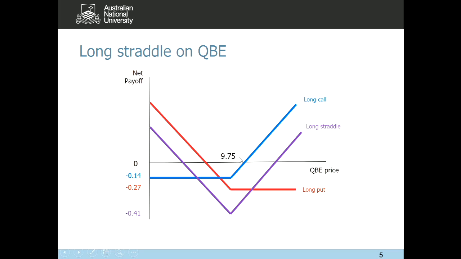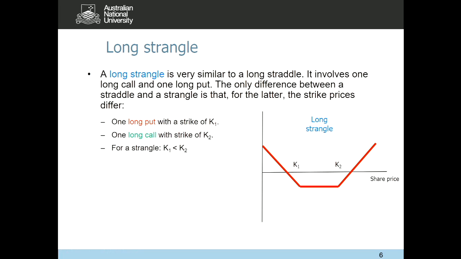Now, the worst-case scenario is that the share price finishes right at $9.75. If that happens, the maximum we're going to lose is, in fact, the setup cost, 41 cents. So that's this pointy bit here, right? The 41 cents is simply the 27 cents we paid on the put, and 14 cents we paid on the call. Does that make sense? How this strategy makes money? Yes? Okay. So I think everybody understood the motivation of setting up a straddle.